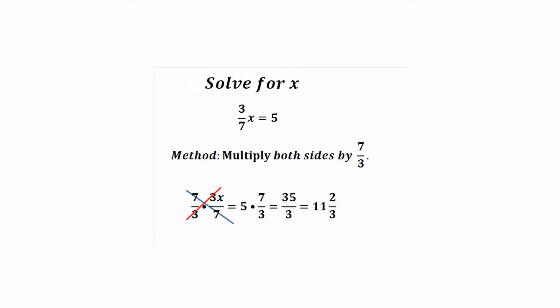That's an improper fraction. 3 goes into 35 eleven times. 3 goes into 3 one time. 3 goes into 5 one time. You got 2 left over. So 35 over 3 is the mixed number, 11 2/3, which is x.